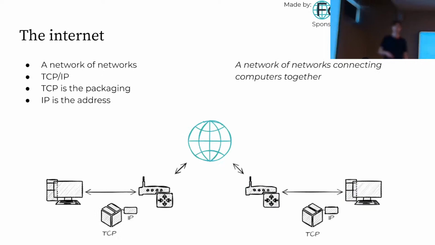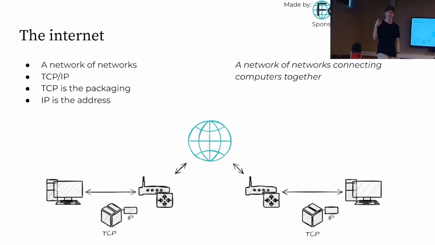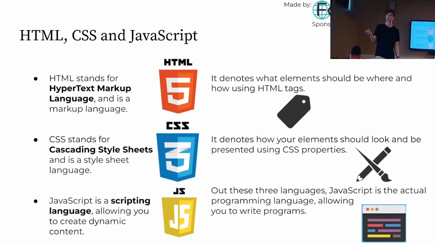So the internet can be viewed as a network of networks, right? It basically functions as TCP/IP, TCP being the packages, and IP is the address. Your computer sends a TCP package to the host, and the host will take that package, see the request, and then give you back the information to display the web page, so you can view it. So the internet is basically a network of networks connecting computers together, essentially.